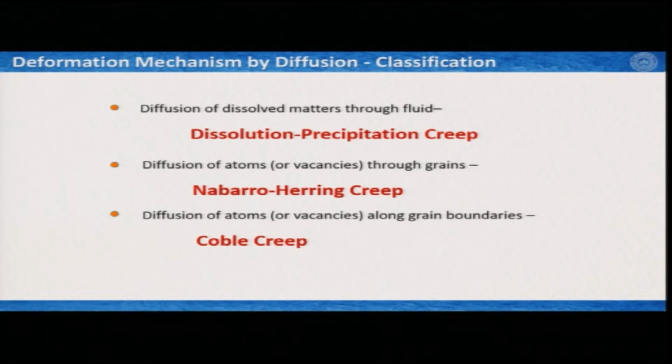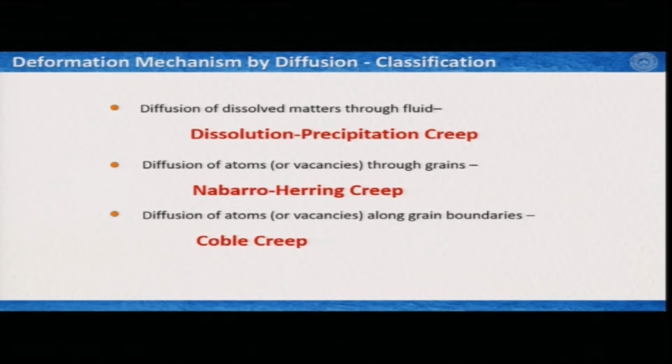So, first of all, let us classify the processes, as geologists or any science always does. Diffusion creep mechanisms are generally classified in 3 different classes. The first one is diffusion precipitation creep or DPC. This is diffusion of dissolved matter through fluid. When that happens, then it is dissolution precipitation creep.